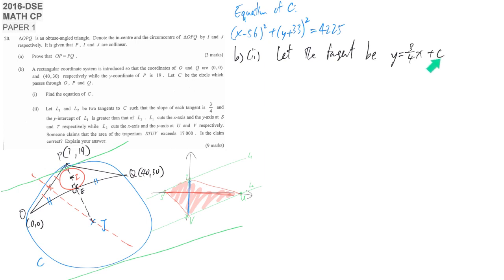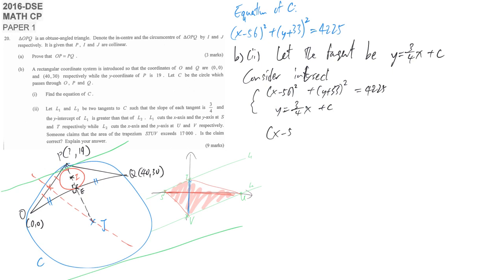While we don't know what the y-intercept is, we predicted that there will be two solutions to fulfill the requirement. We consider the intersection once again. So we are talking about (x minus 56) squared plus (y plus 33) squared equal to 4225, and y equal to 3 over 4 x plus c. We put it inside and form a quadratic equation in x.